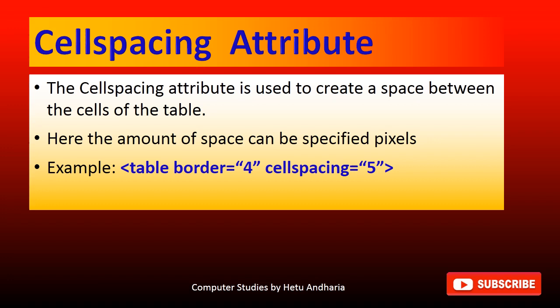The next attribute is cell spacing. The cell spacing attribute is used to create space between the cells of the table. Here the amount of space can be specified in pixels. For example, table border equals 4, cellspacing equals 5. Now practically we will see the usage of both the things, that is cell padding and cell spacing.